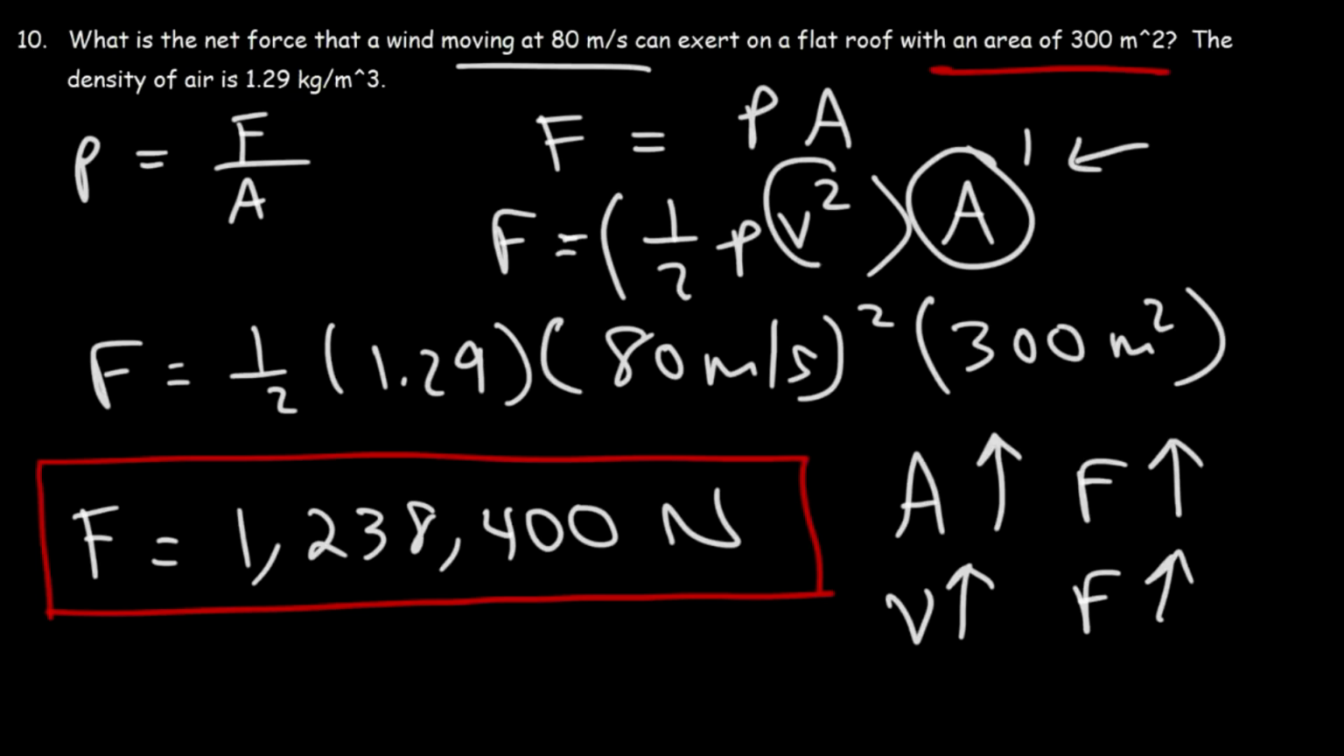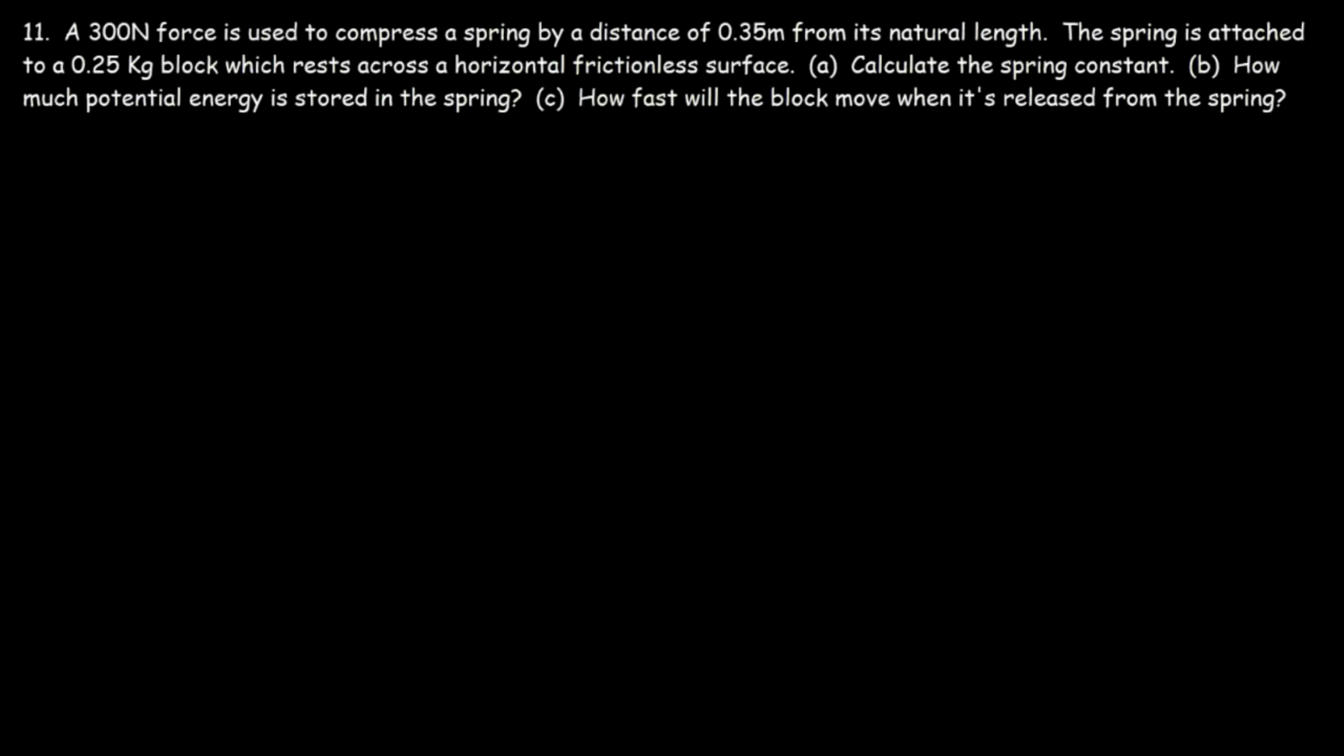But now what about the wind speed? Notice that F is proportional to the square of the wind speed. So if you double the speed, 2 squared is 4, the force will quadruple. If you triple the speed, 3 squared is 9, the force will increase by a factor of 9. And so the force increases greatly with wind velocity.